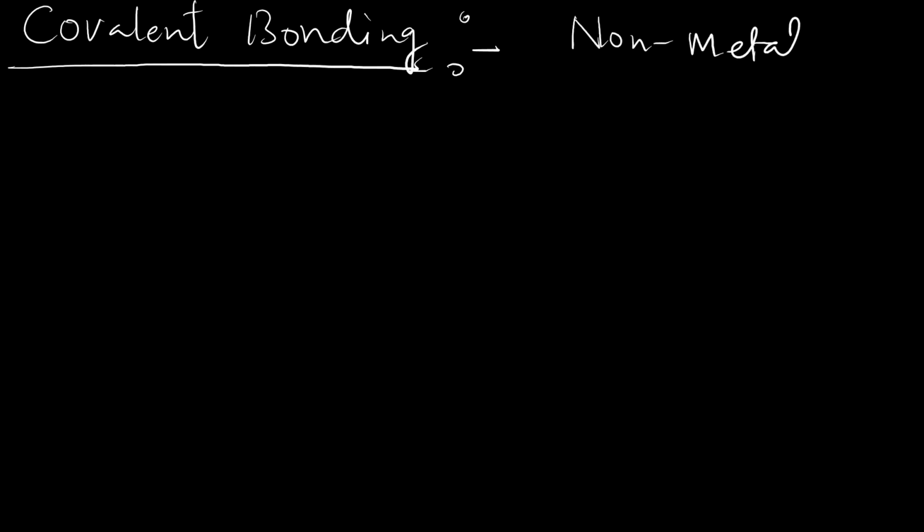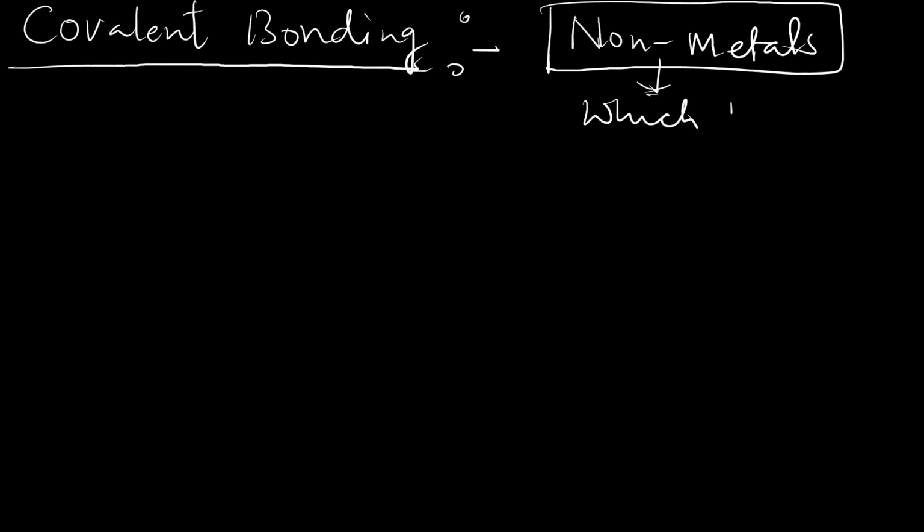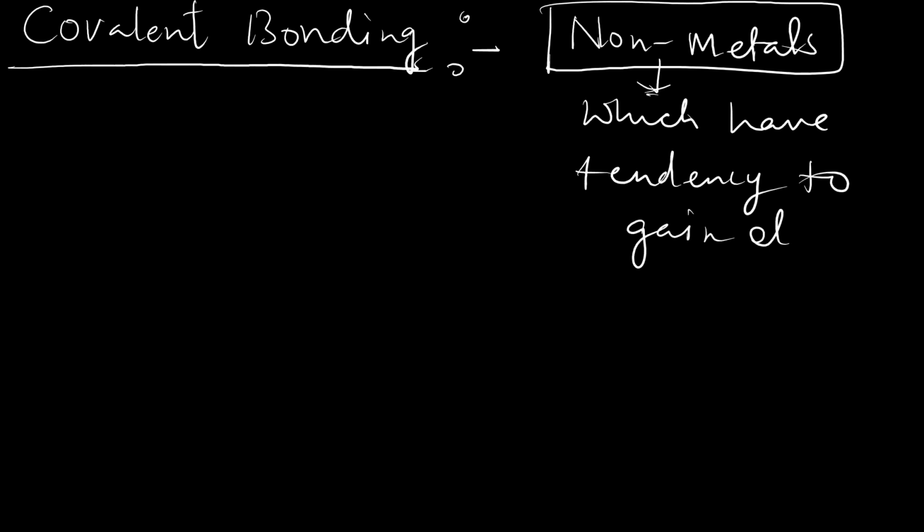As I said before, there are two types of bonds between atoms to attain stability. One is ionic bond and the other one is covalent bond. Covalent bonding is always between non-metals. So both atoms of different elements should be non-metals, which have tendency to gain electrons to attain stable gas configuration.